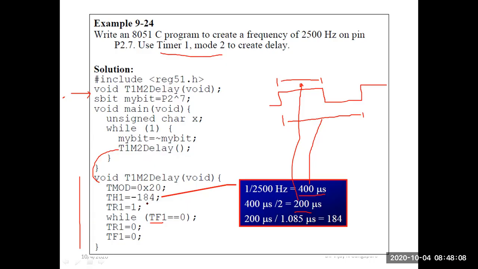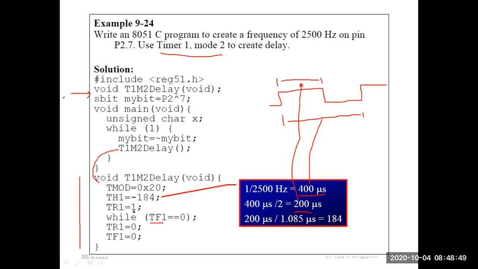Then th1 is equal to minus 184. So how this minus 184? Minus 184 means we are actually loading the 2's complement of this. 2's complement means minus 184: the hexadecimal equivalent of 184 will get subtracted from FF, and 1 is added, and that value actually gets loaded into TH1. Now if I load minus 184 into TH1, that will also get copied into TL1.